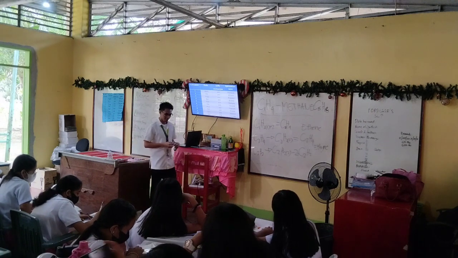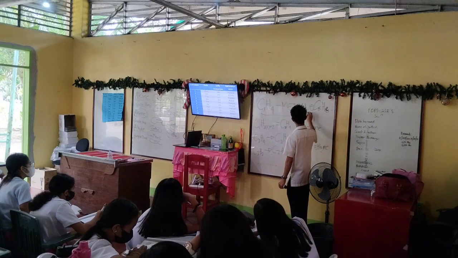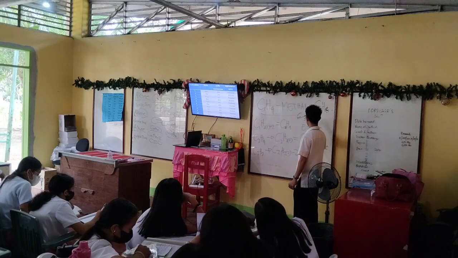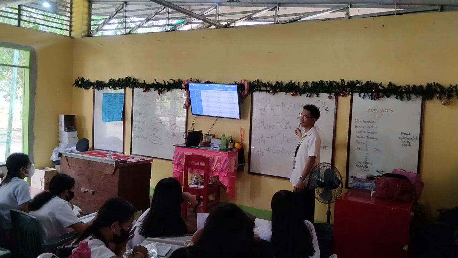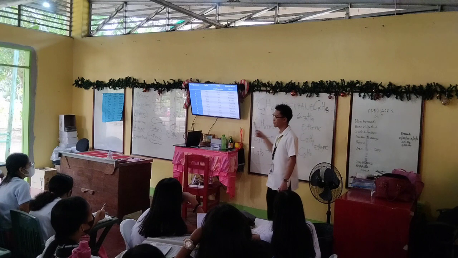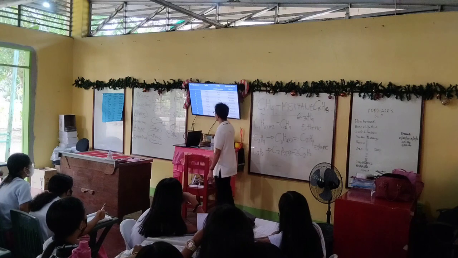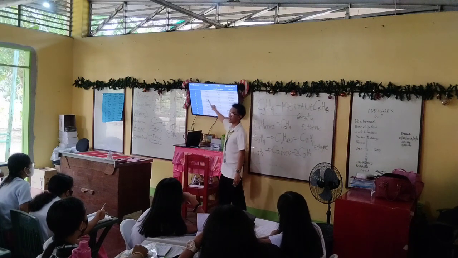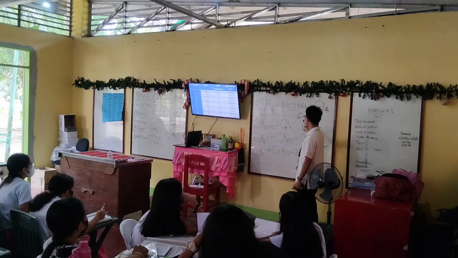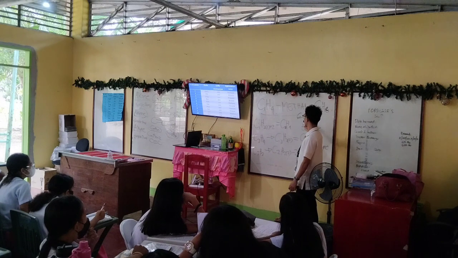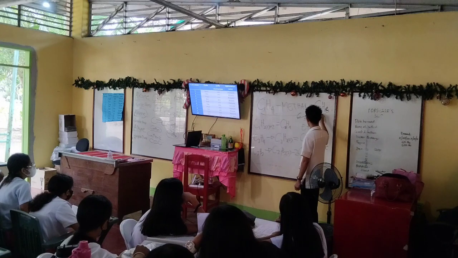So how about this one? C3H4. Can you identify this compound? Propyne. Because it has 3 carbon atoms, and by using again the general formula, CnH2n minus 2. So 2 times 3 equals 6, minus 2, so that gives us 4. So this is a propyne.